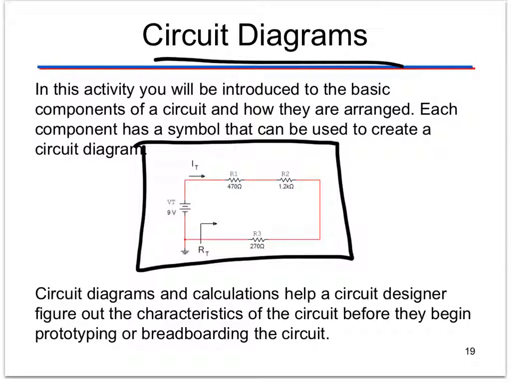This circuit actually doesn't perform anything. You can see here there's a 9-volt battery. It's going to fire through a couple resistors, and it's going to come back. There's the ground right there. That's it. Nothing's going to happen in this circuit. But that's an example of a circuit diagram.